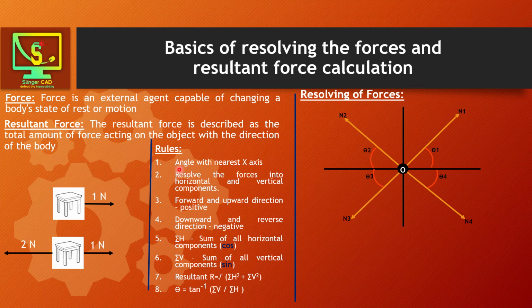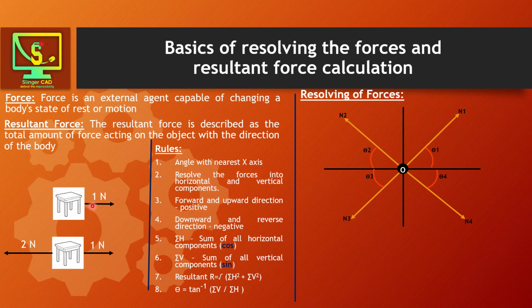So first, the angle should be measured from the nearest x-axis. Here the angle should be with the nearest x-axis, and for N2 it should also be with the nearest x-axis, this theta 2. If we take it from here, this one is wrong. So always the angle should be with the nearest x-axis. Then resolve the forces into horizontal and vertical components.